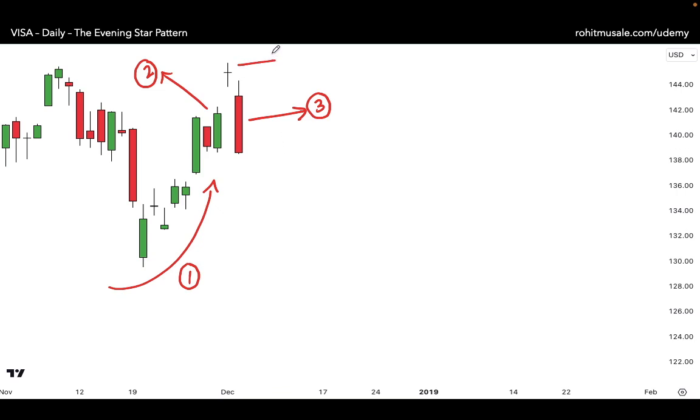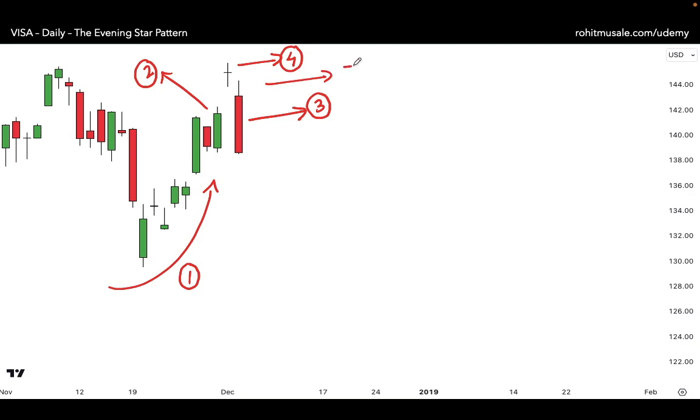The fourth condition is the second candle should gap away from the prior real body. So the real bodies of these two candles should not touch. It should gap away and above the first candle real body.